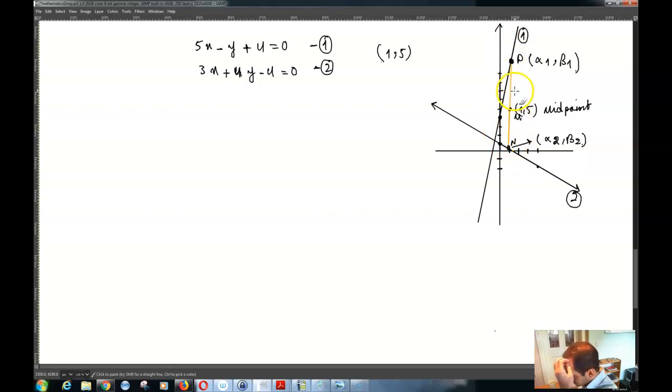So since alpha 1, beta 1 is on line 1, you can write basically, so alpha 1 is the x coordinate, beta 1 is the y coordinate. You can write 5 times alpha 1 minus beta 1 plus 4 is equal to 0.